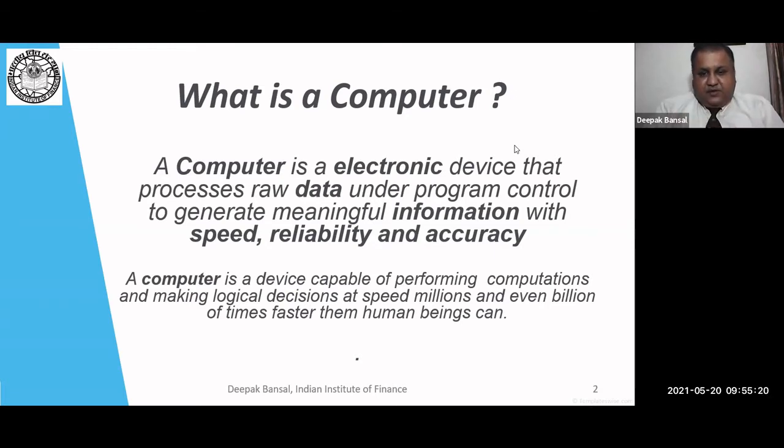If you look at the definition once again, a computer is an electronic device, which means this device works on electronic signals, which are basically two states of electricity, on and off. It processes raw data under program control to generate meaningful information with speed, reliability, and accuracy. It is capable of performing millions, even billions, of computations much faster than what a human being can do.